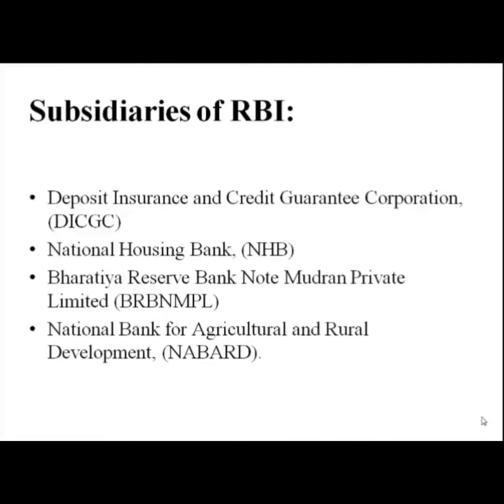These are the subsidiaries of the RBI. These subsidiaries help RBI in rendering its various functions. For instance, DICGC, or Deposit Insurance and Credit Guarantee Corporation, is meant to provide insurance cover on deposits of commercial banks. Therefore, this subsidiary helps RBI to extend a safety net over commercial banks.